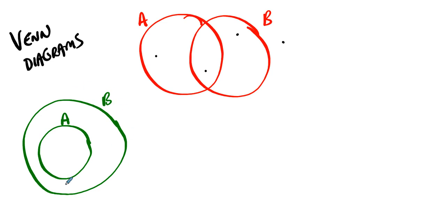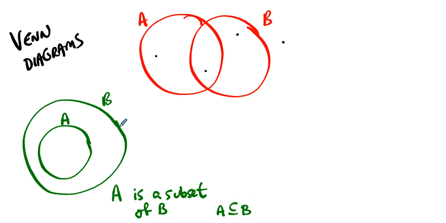In this case, we say that A is a subset of B. We write that A is a subset of B. This means that anytime there's something in A, that something is also in B. It is not necessarily true that all of the things in B are in A, but it is true that all of the things in A are in B. So if these are the even numbers, these might be the integers generally. If these are the perfect squares, these might be the whole numbers.